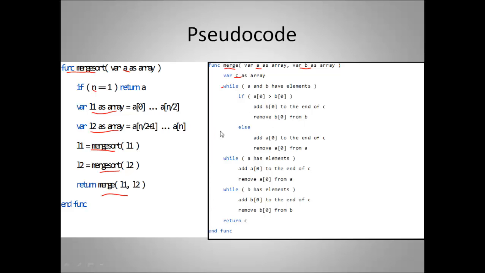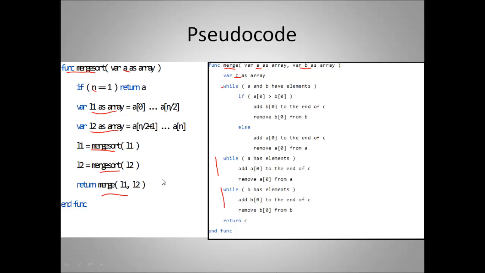After this while loop is done, we have this while loop over here. While A has elements, add A0 to the end of C, remove A0 from A. And while B has elements, add B0 to the end of C and remove B0 from B. So this is going to keep on pushing what's left over into bigger groups. And it's going to return C.